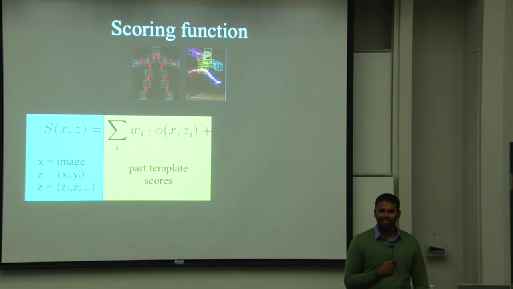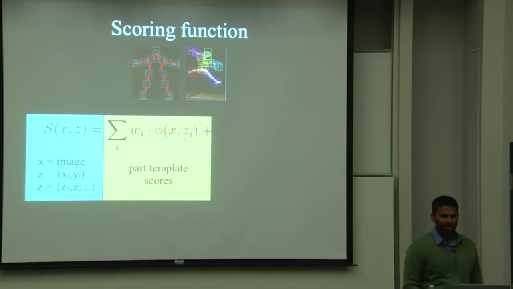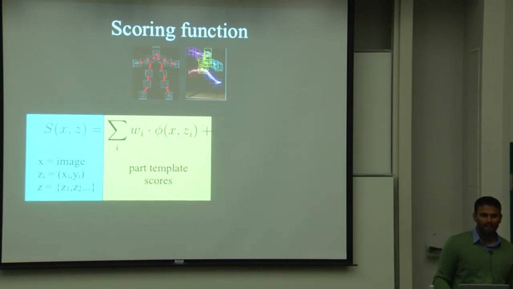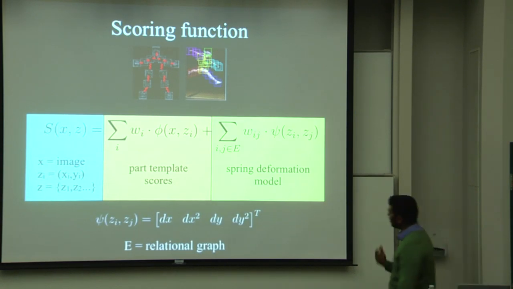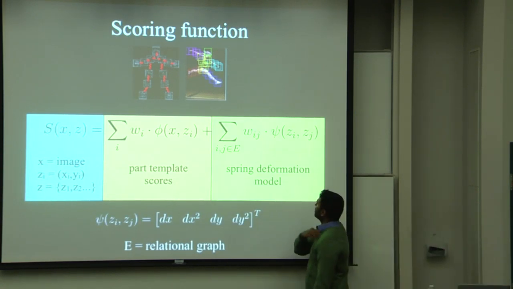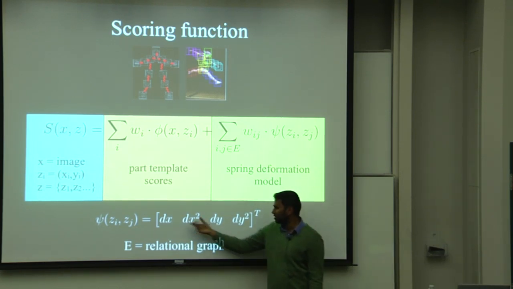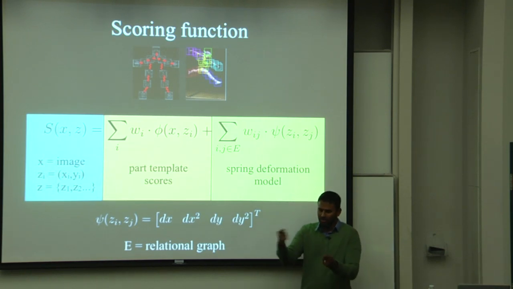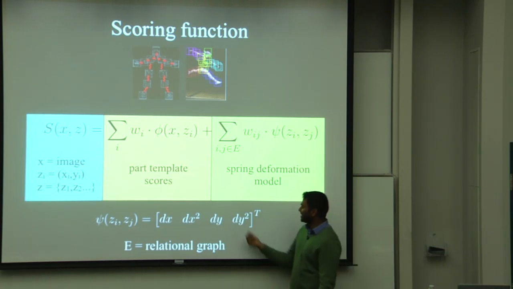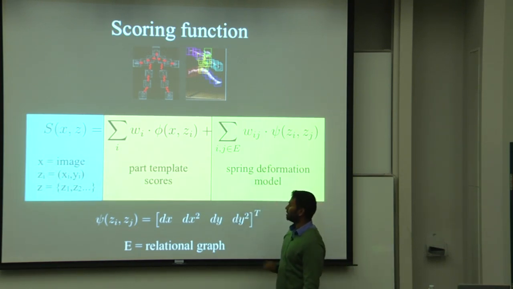All right. Someone should ask a question if it's not making sense, but I think everyone's on board here. Then we'll have a pairwise term, which is for each pair of parts, let's say connected with some constraint, I'm going to look at the relative location of the x and y positions of those parts, and then take a dot product with four parameters.